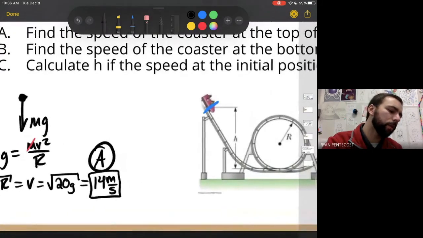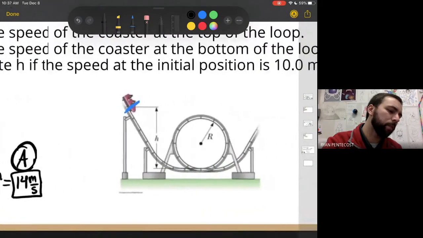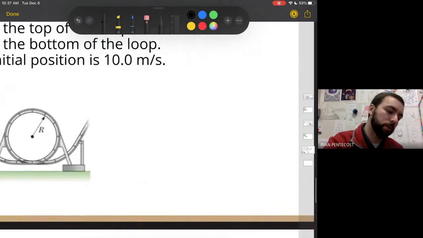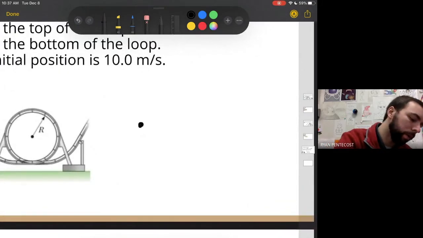Now we want the speed of the coaster at the bottom of the loop. So let's start where we have been. Bottom of the loop, you've got mg down, right? You've got normal force up.